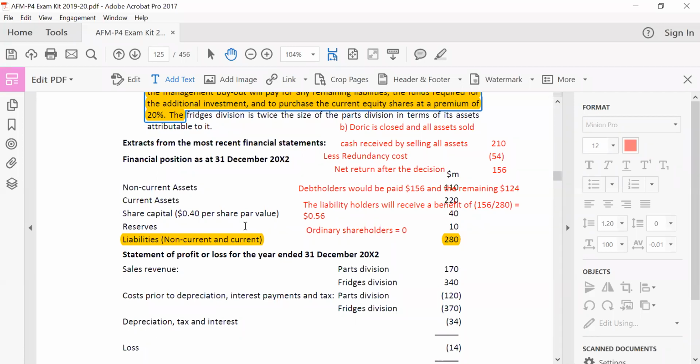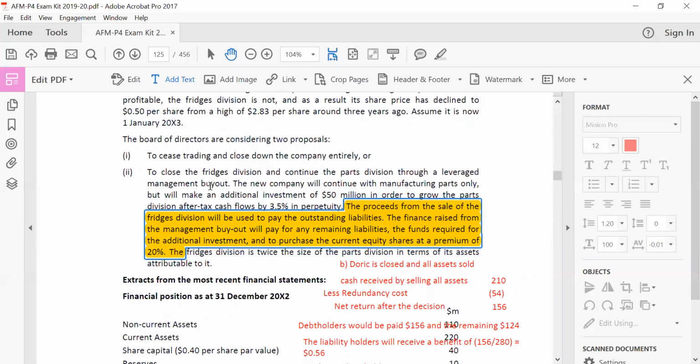That's okay. I think that information will somewhere be here. That is here. The new company will continue with manufacturing parts. That's after the purchase. The management who have purchased it continue with the manufacturing parts. But we'll make an additional investment of 50 million in order to grow part of the division after cash flows by 3.5%.